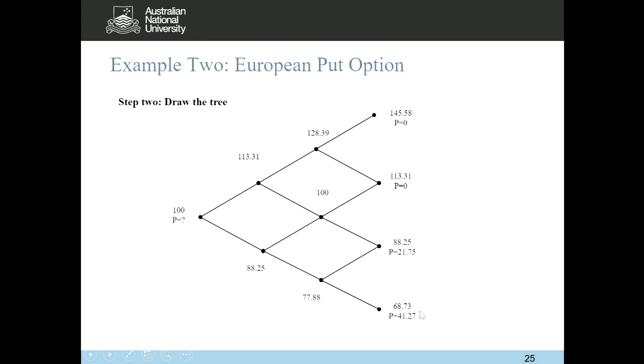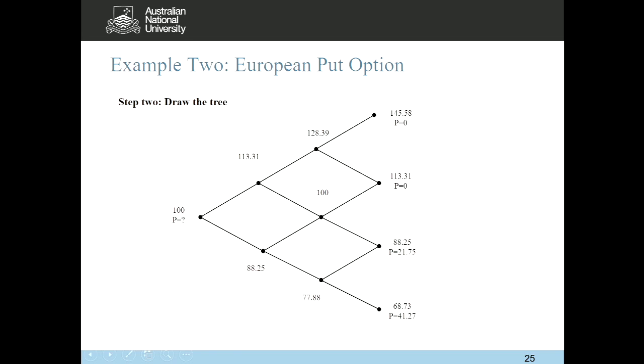So same process as before. We need to work out the payoff at each terminal point. So remember, our strike price is 110, right? So when the share price finishes up here at 145, shall we exercise this put?